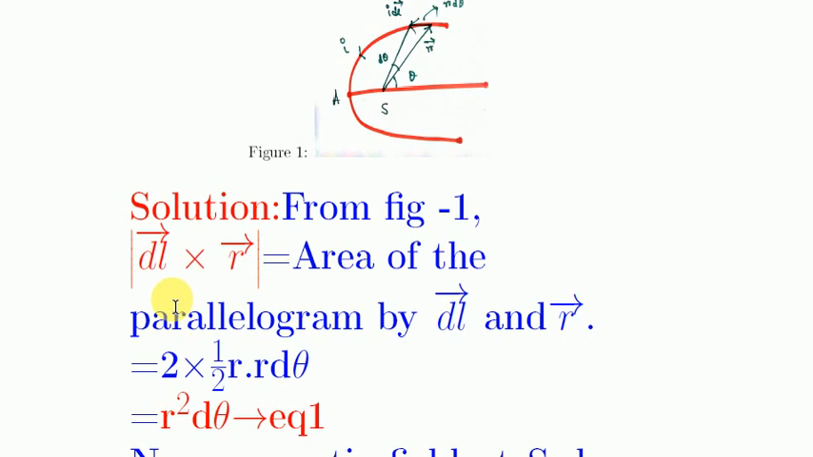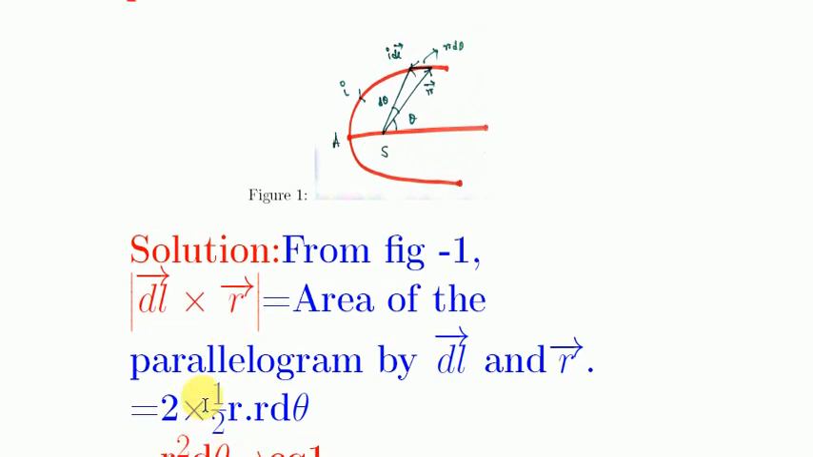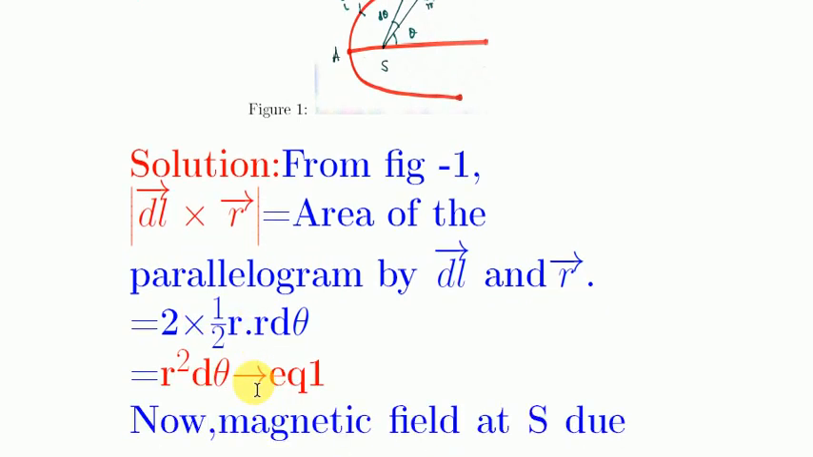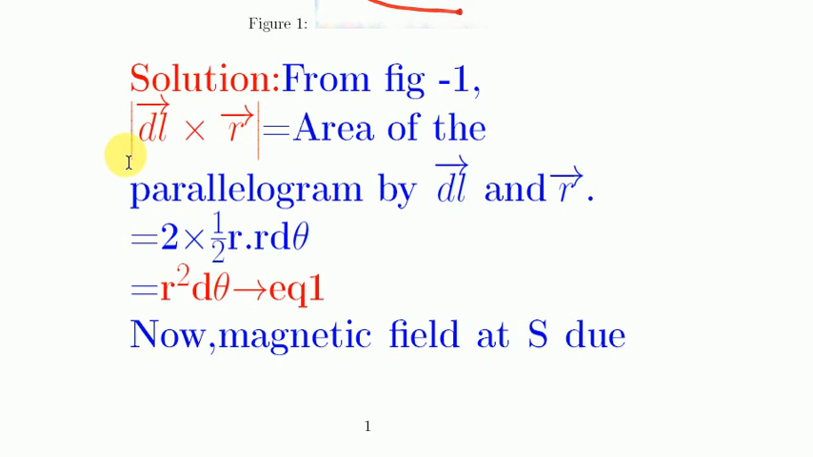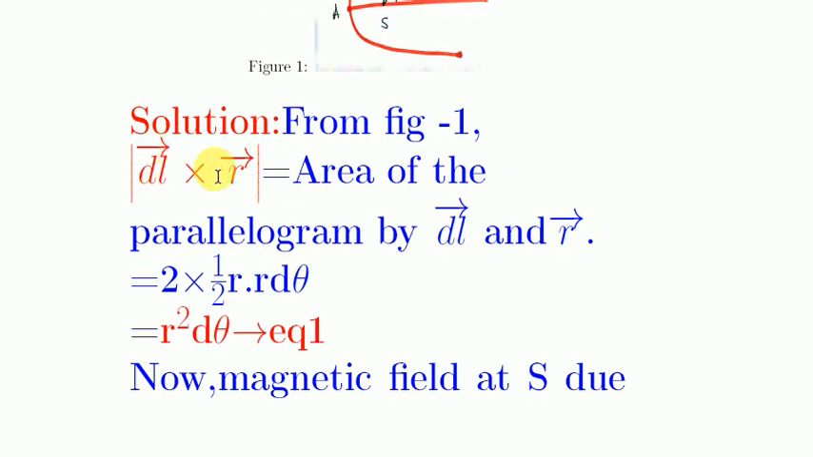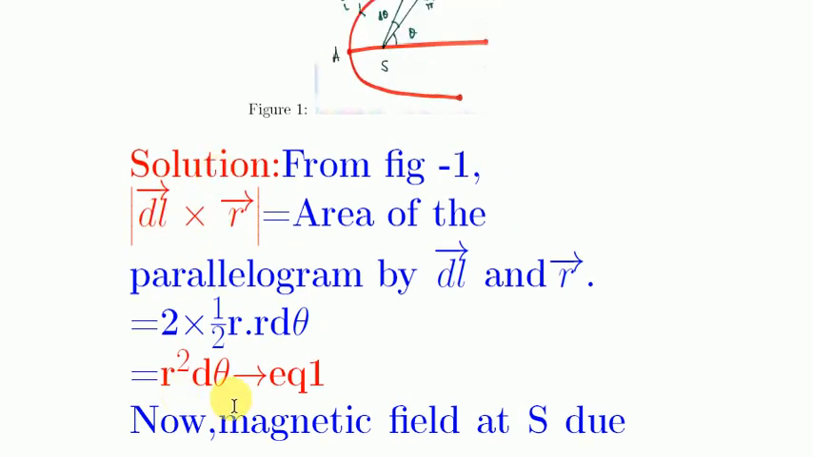So this is a very important relation in this problem, that mod of dl cross r equals r square d theta. This is equation 1, and we use this relation later in this problem to solve it. So this is equation 1: mod of dl cross r equals r square d theta.